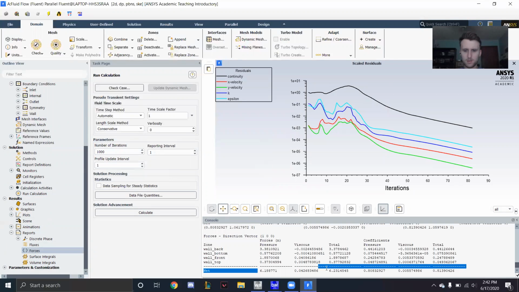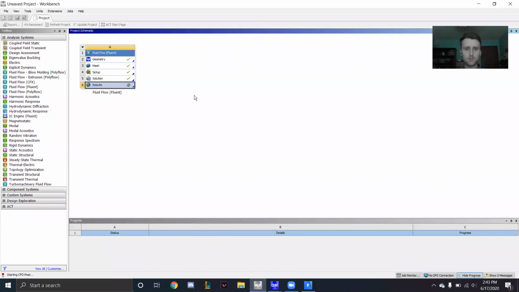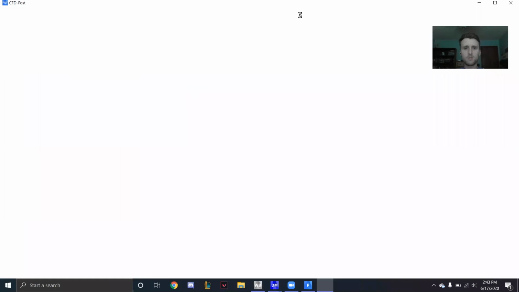So as we see, these are our forces. The pressure force acting on the wall is around 6.2 newtons, and the viscous force is 0.04. It's very small. So that tells us that most of the force acting on the wall is because of the pressure of the flow hitting it. And you'll see that in the next part, there'll be a big clump of pressure on the top corner of the wall. So let's just open up our simulation part.